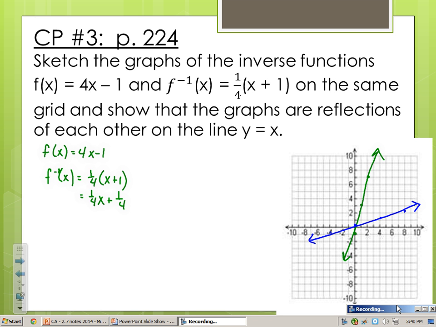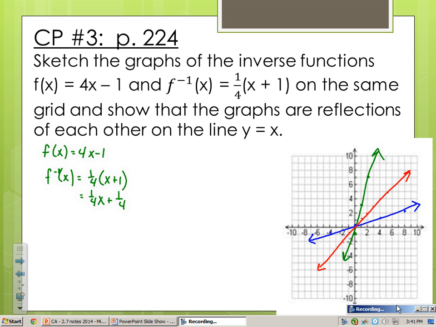Okay, so when you're looking at this one, do those lines reflect over the y equals x graph, which is that red one that I just drew? Yes, in fact, those things do both work out.